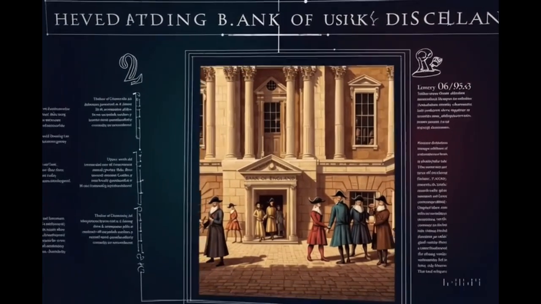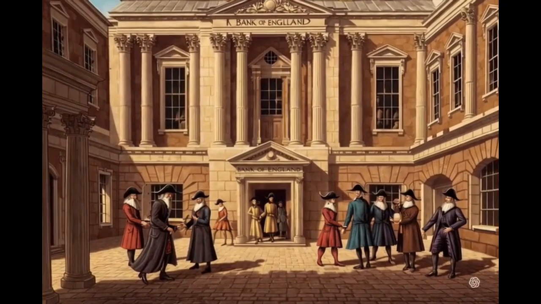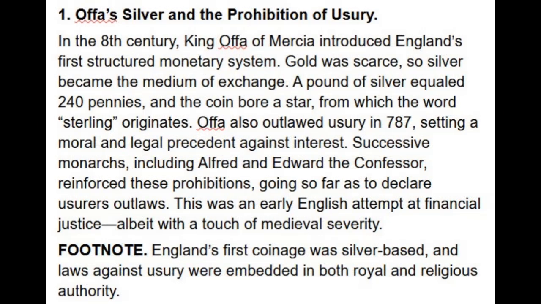The evolution of usury and the birth of the Bank of England. 1. Offa's silver and the prohibition of usury.